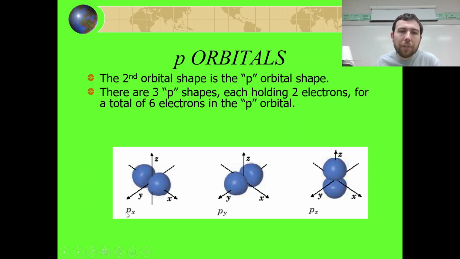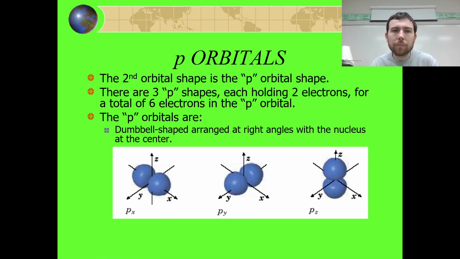And so what they're showing you, the px orbital is the p orbital that's oriented along the x-axis of the plane. The py orbital is oriented along the y-axis. And then our pz orbital is oriented along the z-axis in 3-dimensional space. And so the p orbitals are dumbbell shaped, and they're arranged at right angles with the nucleus at the center. So notice that in all of those representations, the origin at 0, 0, 0, that's where the center of the atom, the nucleus, is going to be located.